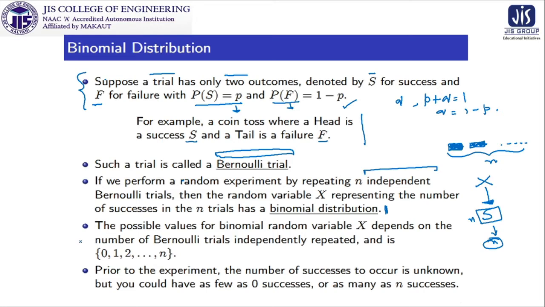That means if we are tossing this coin n times, maybe we are not getting a head any time. We may get a head one time, we may get a head two times. In this manner we may get a head n times, that means all the times. So these are the possible outcomes. Prior to the experiment, the number of successes is unknown. We don't know how many successes will come, but we could have as few as 0 successes or as many as n successes, because it can range from 0 to n.